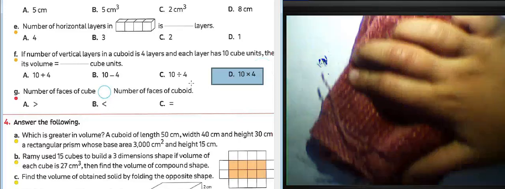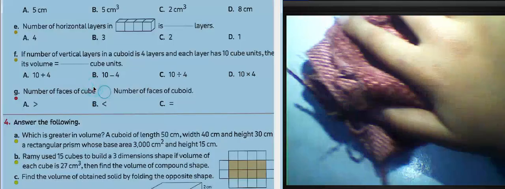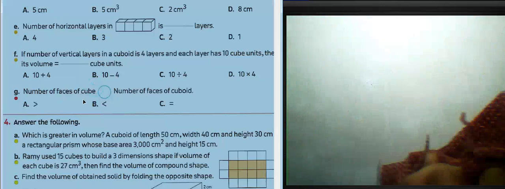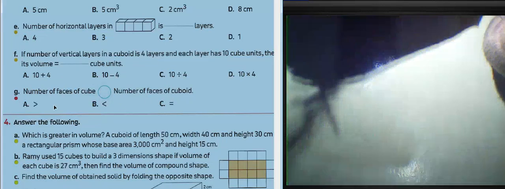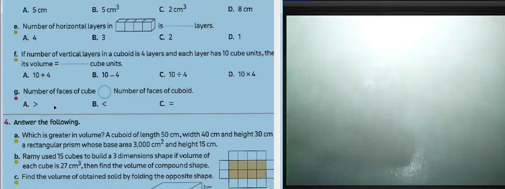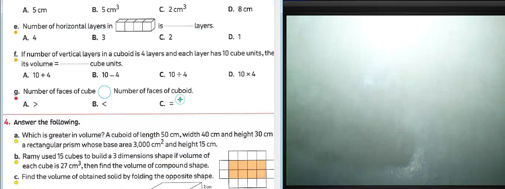Question here, letter G. The number of faces of a cube and the number of faces of a cuboid, it's equal. The number of faces of a cube equals 6 and the number of faces of a cuboid is 6. So we must choose equal, letter E.